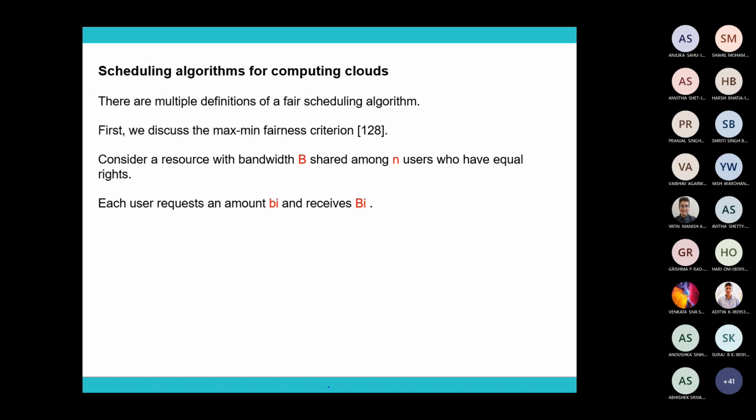So that is called the max-min fairness criterion. Okay, so what exactly does this max-min fairness criterion talk about? Consider a resource with a bandwidth B shared among n users who have equal rights. The user requests an amount of bi and receives capital Bi.